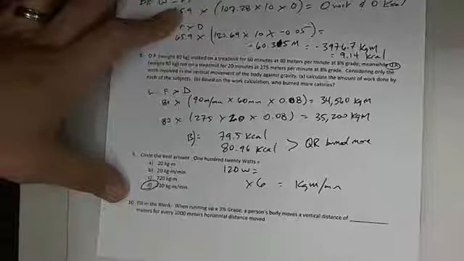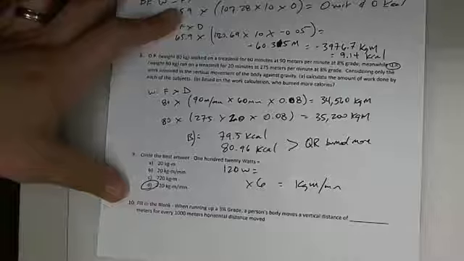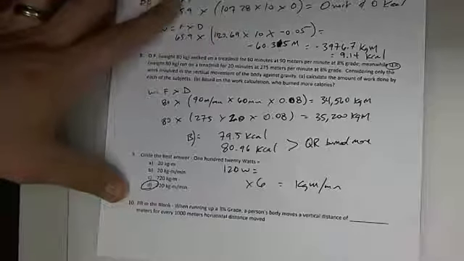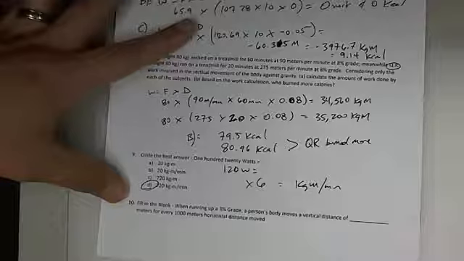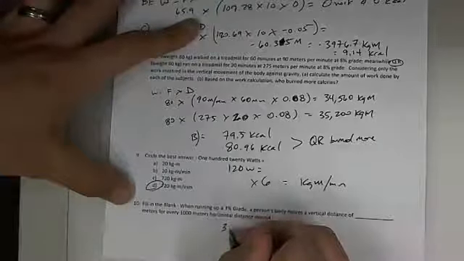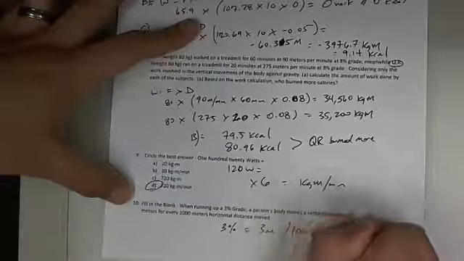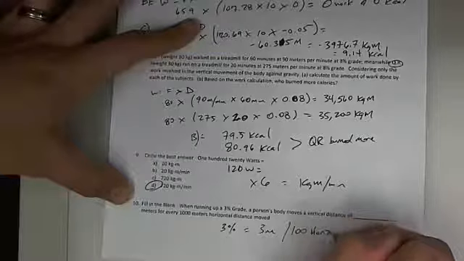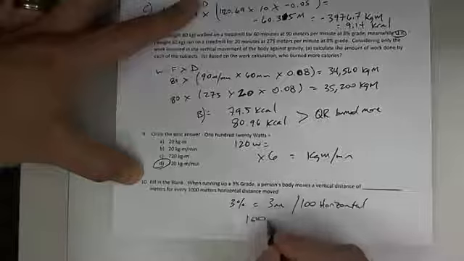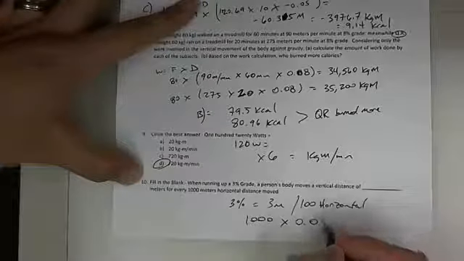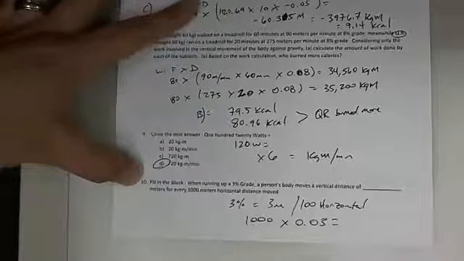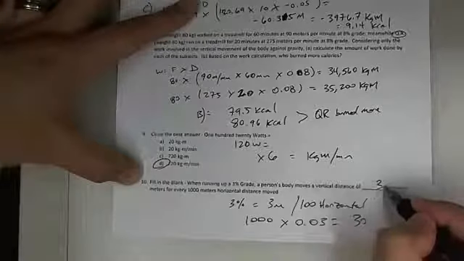And the last, fill in the blank. When running a 3% grade, a person's body should move a vertical distance of blank meters for every 1,000 meters horizontal distance moved. So the idea is, remember, 3% is equal to 3 meters per 100 in the horizontal. So to calculate this, all we have to do is do 1,000 meters times 0.03 gives us 30. The answer is 30.